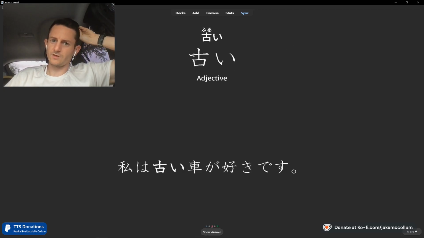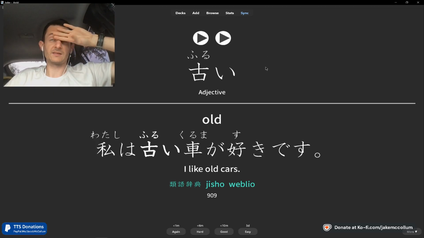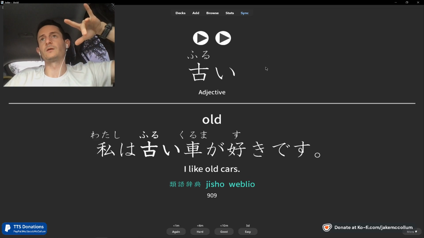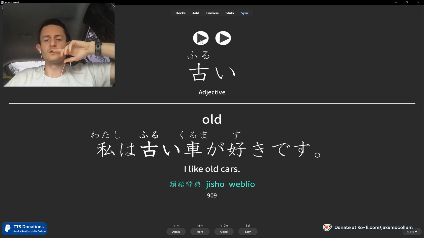Furui. We just learned that means old. 古い。私は古い車が好きです. I mean, you could technically say furui, but I guess there it would sound more like 私は古い, hurui. 古い, hurui.